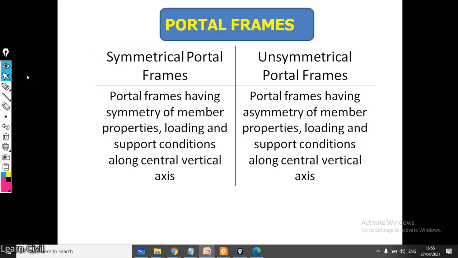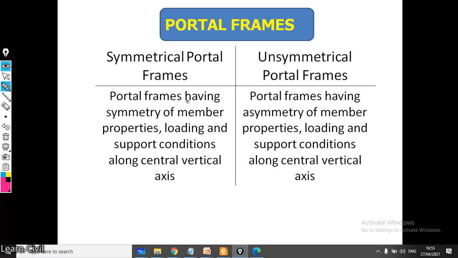Okay, now portal frames. We know what a portal frame is. A portal frame is a combination of columns and beams for which the joints are rigidly connected with each other. Then we will consider that as a portal frame. There are two different types of portal frames: the first one is the symmetrical portal frame and the second one is the unsymmetrical portal frame.